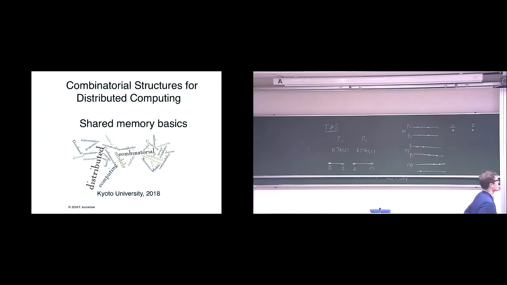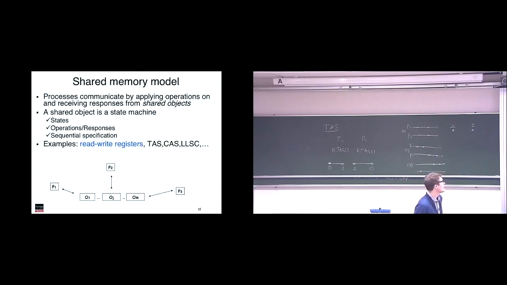Okay. So very quickly, I will go through the shared memory basics. So what we have is a model. We have a collection of processes. Usually we start from P0, P1, P2, P3, and we have a collection of objects. Each object, for the sake of this lecture, is atomic. It has some specific sequential behavior and exports some set of operations you can access.